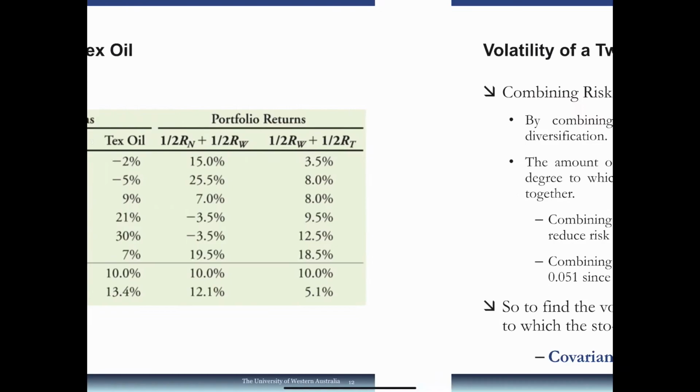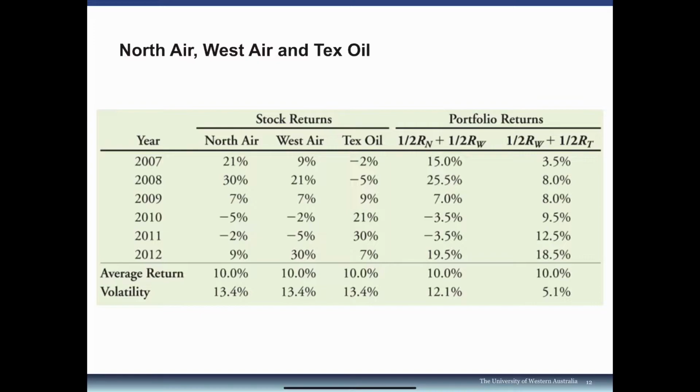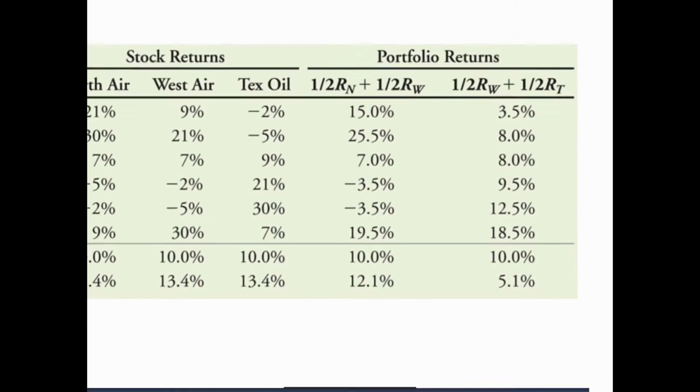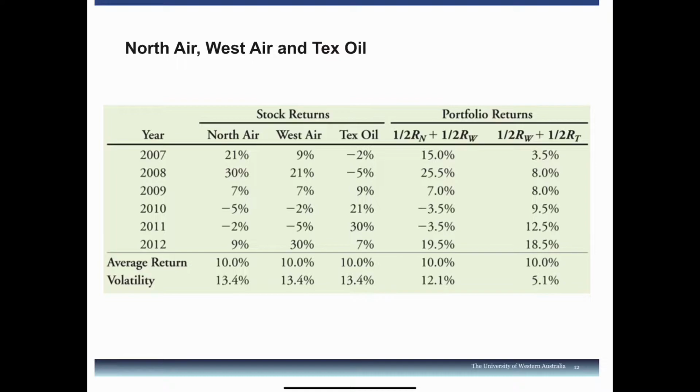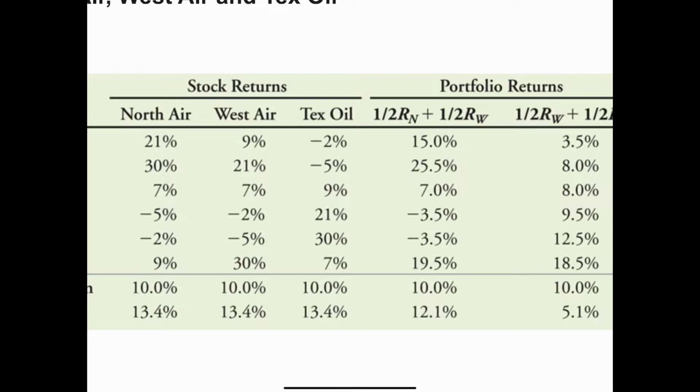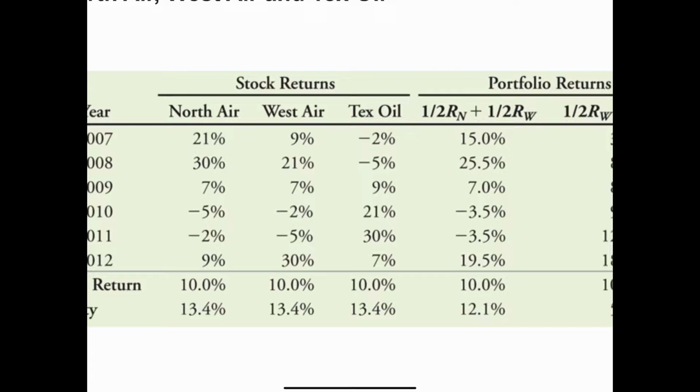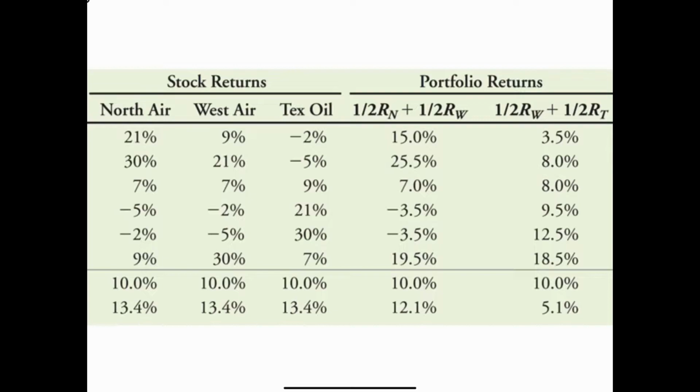But an astute student may ask, okay, how do we calculate volatility 12.1% and 5.1% here if we haven't learned how to calculate the volatility for a portfolio yet? Well, 12.1% and 5.1% were calculated based on portfolio return numbers. Using your knowledge from week 10, if you know how to calculate volatility based on returns, you can think about this portfolio as just a single stock. So 12.1% can be calculated by using the standard deviation or the variance formula based on these six numbers: 15%, 25.5, 7%, -3.5, -3.5, 19.5.